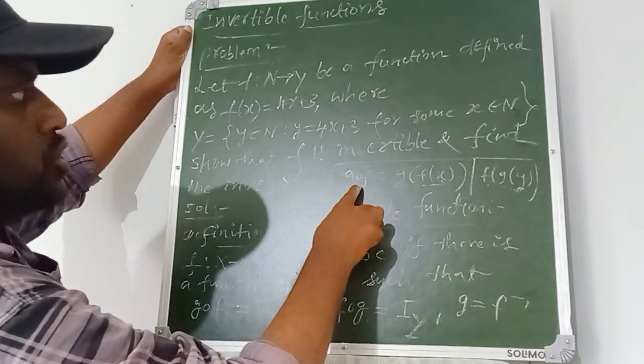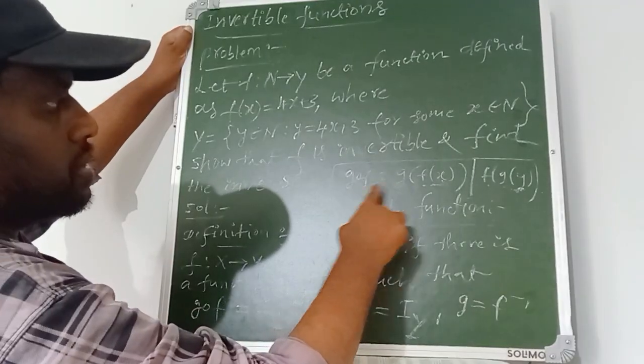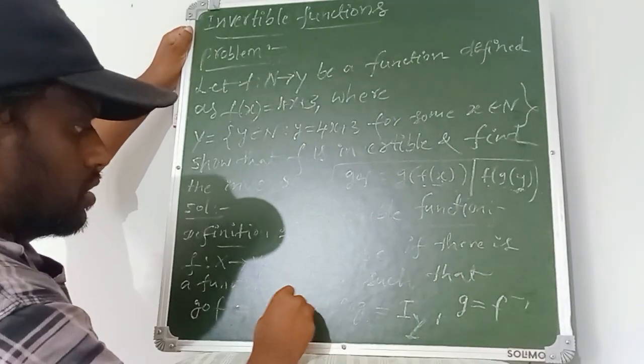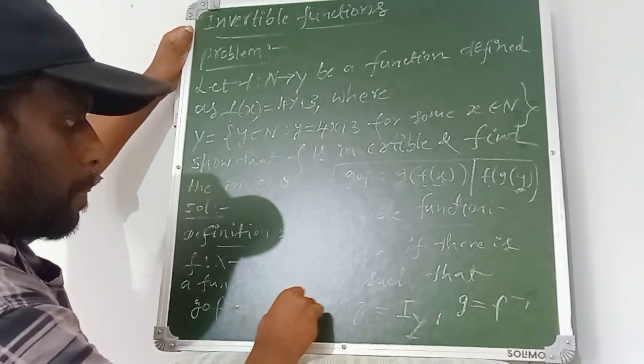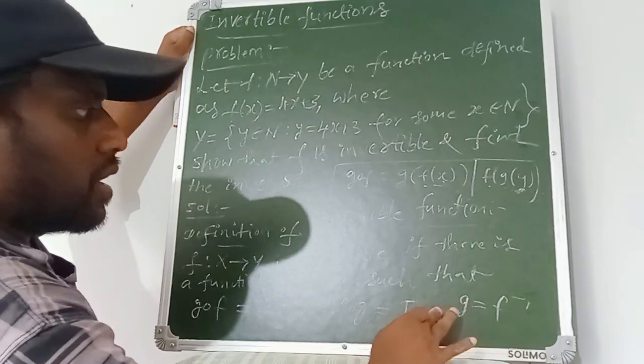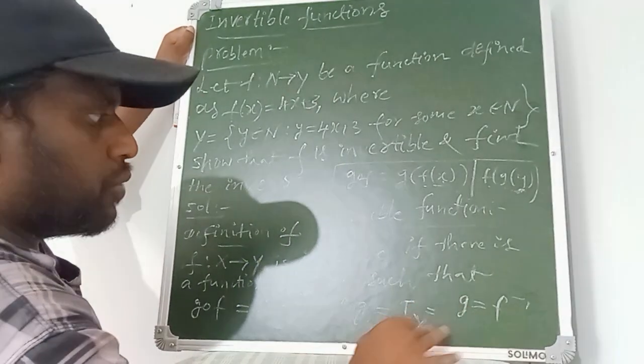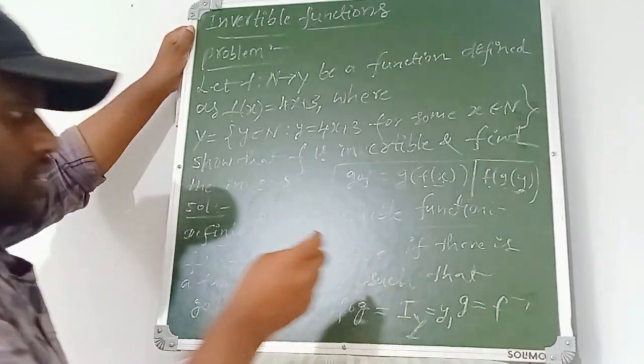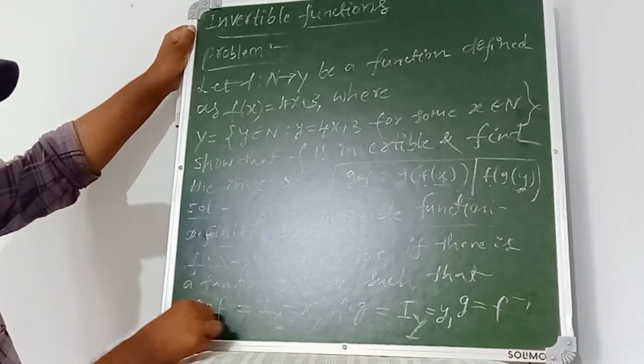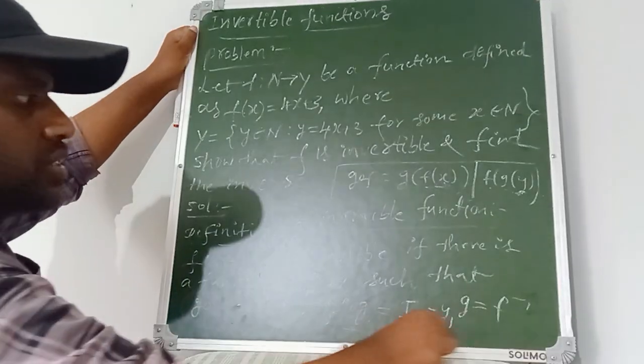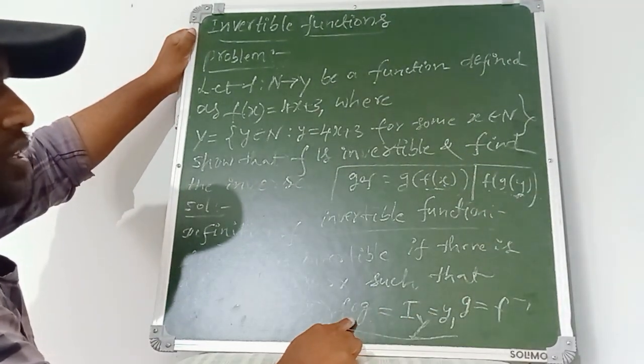g naught f, that is g of f of x, is equal to x, and this is equal to Iy, which is small y. So this is proved. Now we need to prove f of g.